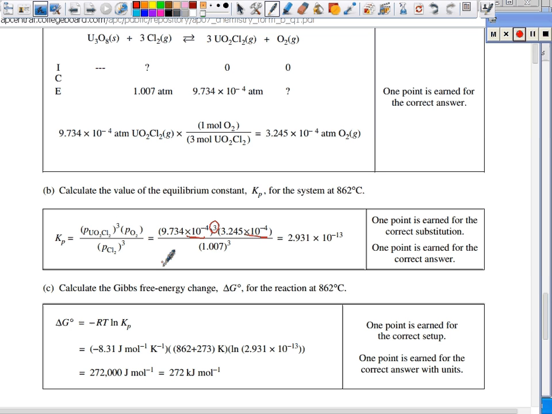You've got to cube it again, which makes it even. So that would be an easy calculation to mess something up on. So be very careful when you're calculating this. Now, go ahead.